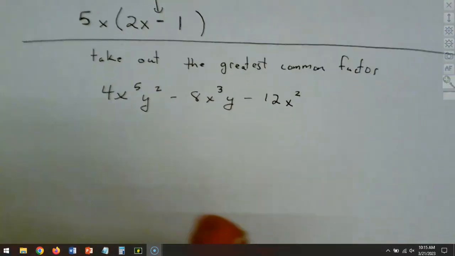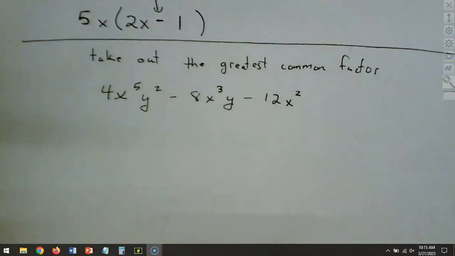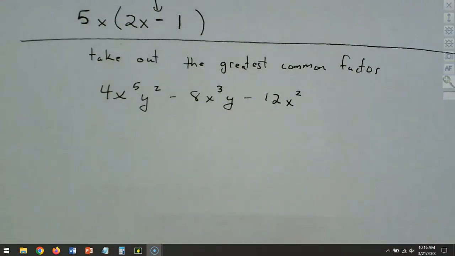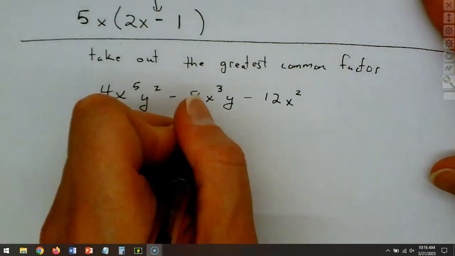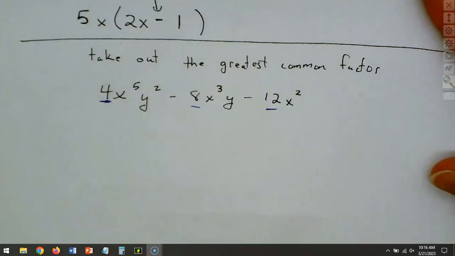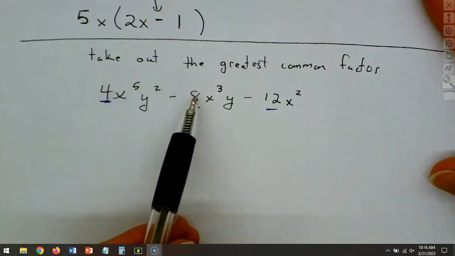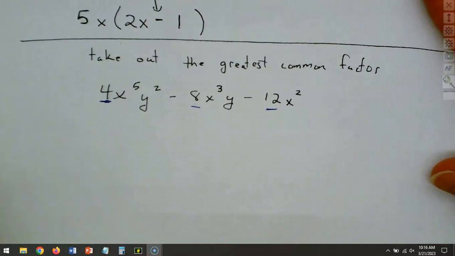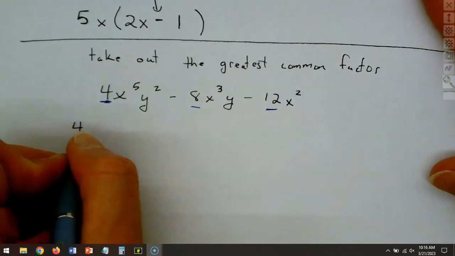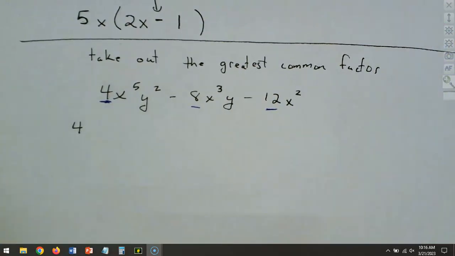So this one, we need to find the number that's in common first. So I first look at my numbers in front, my coefficients. Numbers in front are called the coefficients here. And I look at all of them. I have a 4, an 8, and a 12. Well, these all have a 4 in common. We want to take out the largest number that goes into all of them.